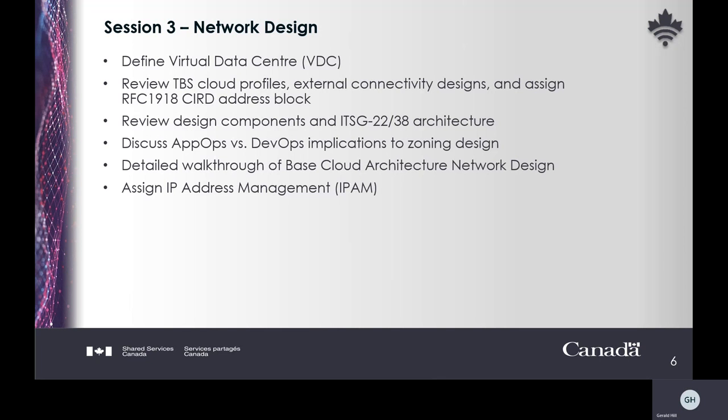We also discuss AppOps versus DevOps and the implications to zoning design, and give a detailed walkthrough of the base cloud architecture network design and IP address management. We have also developed all our diagrams. We use infrastructure as code with markdown files that explain everything. It also has a detailed design of all the components that make up the base cloud architecture, and that also comes through as part of this process. So those are documents that you don't necessarily have to design; they're already made for you.